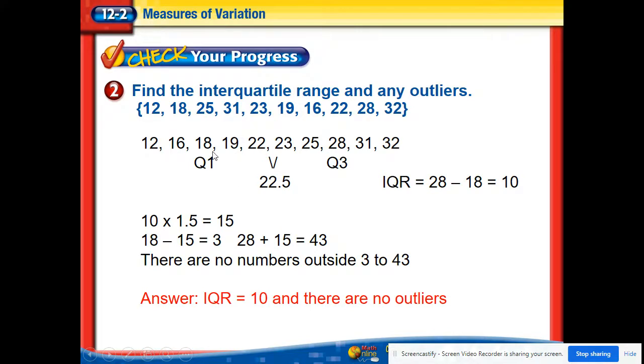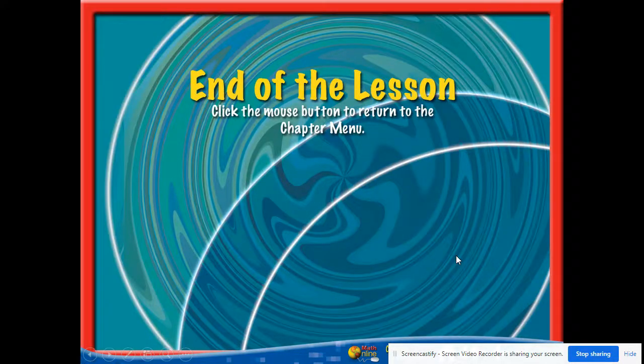One more example. Again, a set of numbers, 10 of them here. So here's my middle. So we have 22.5. Out of these 5, our quartile 1, or lower quartile, is 18, and the upper is 28. That gives us a value of 10 for our IQR. Figuring out our outliers, 10 times 1.5 is 15. Subtract it and add it. We're talking about 3 to 43. All these numbers are between 3 and 43. So our IQR is 10, and there are no outliers. And that's what I have for you today.